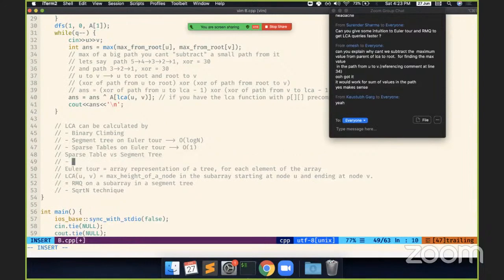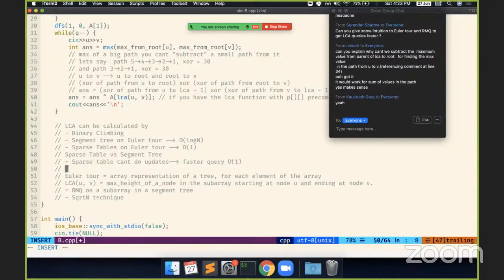For those who know it, the difference is sparse table can't do updates. Only one-time construction is allowed, but faster query, O(1) query. Segment tree can do updates in log n. I mean, you can do updates on sparse table also, but it'll take order n, so it's pretty useless. And slower query, O(log n). So if you use sparse table on Euler tour, then you can find LCA in O(1), which is pretty good.